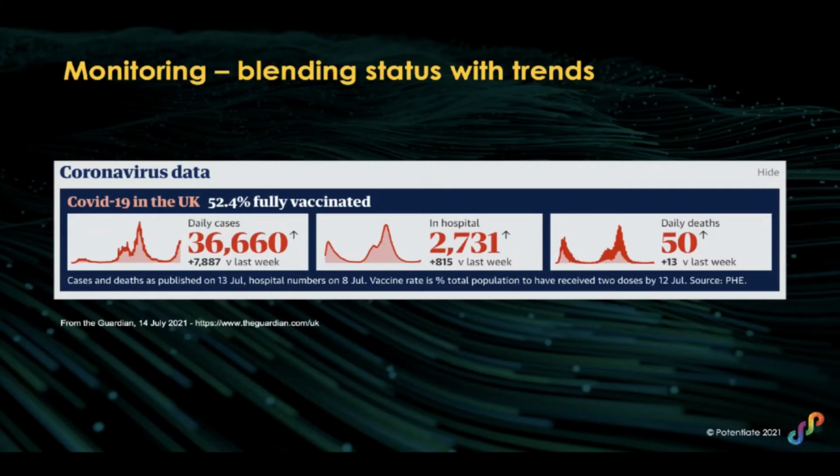At the moment, because of the world pandemic, some of the best visualizations that are out there in the public domain are looking at issues around COVID and coronavirus. And this one is from The Guardian in the UK. It shows us various things. So there is a status, 52.4% fully vaccinated. We have daily cases, which shows us on the left a trend line. It shows the current status and it shows the change from last week.